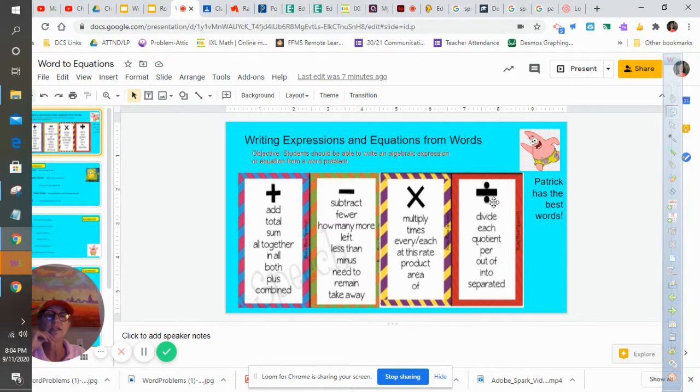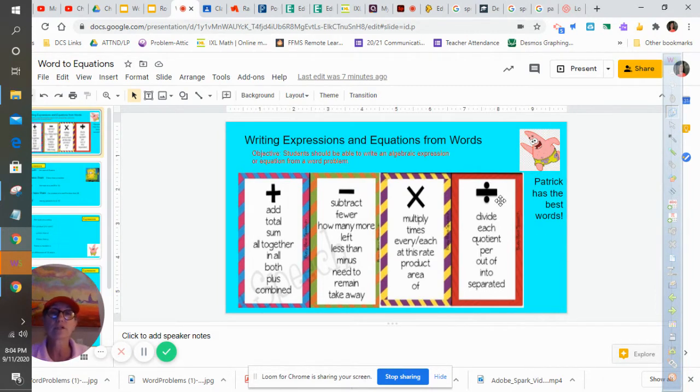Now to divide, you might see the word quotient, and we're going to see that word a lot. I want to point out to you this out of. By putting the word out in front of of, we get out of, and we need to be dividing for those. So keep these words. They're powerful words. Keep those in mind as we go forward.